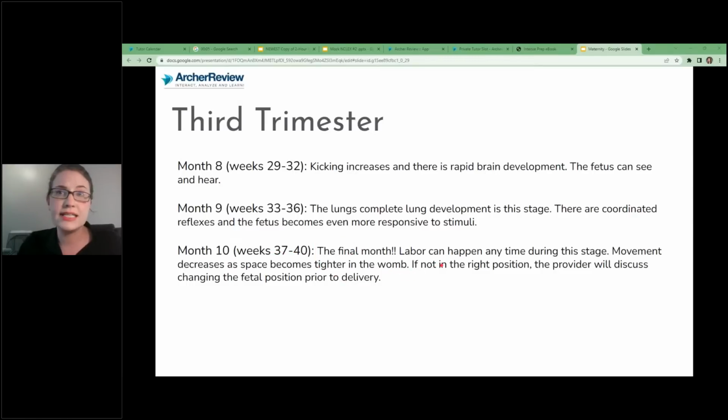Labor can happen at any time during that stage. Movement really starts to decrease as space runs out. And if the baby's not in the right position at this point, we're going to have a conversation about trying to shift that position, or potentially, we might need to deliver via C-section.